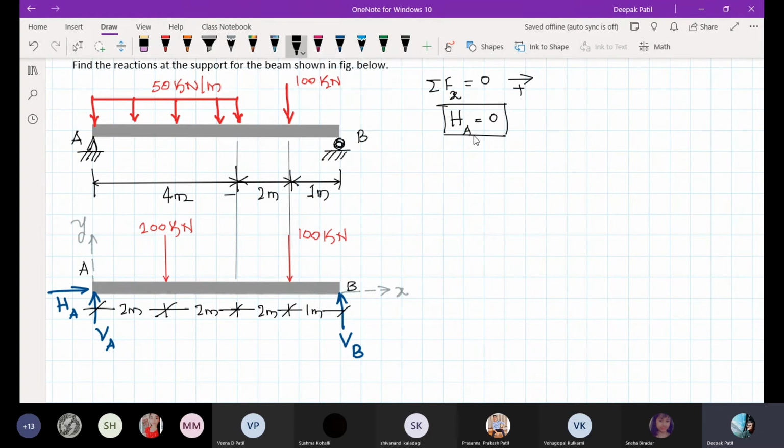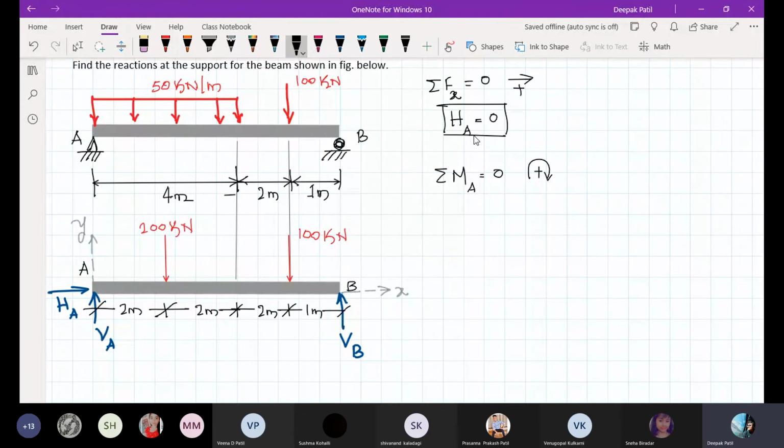Okay, then let me go for the next equilibrium equation. In this case, I will take the equilibrium equation moment at A equal to 0, taking clockwise moments as positive as my sign convention. Initially I told you there is no hard and fast rule that you have to follow the sequence of applying equilibrium equations. You can apply any equilibrium equation at any time. There is no rule like first you have to apply summation of Fx only or summation of Fy only.